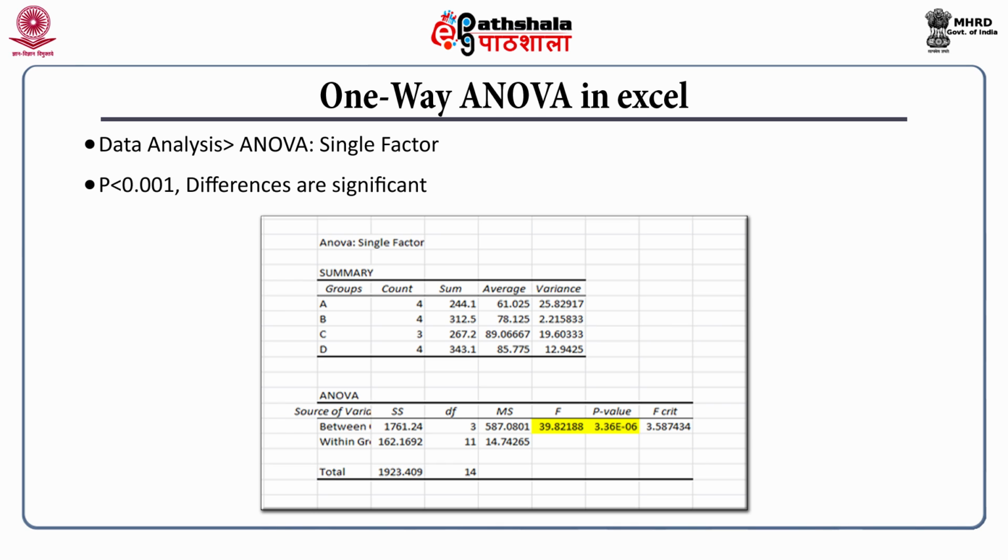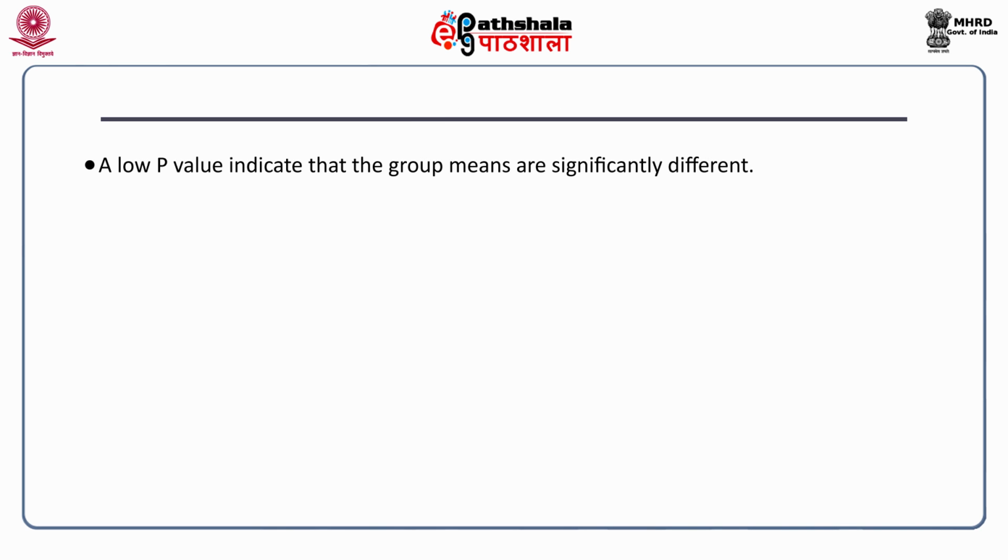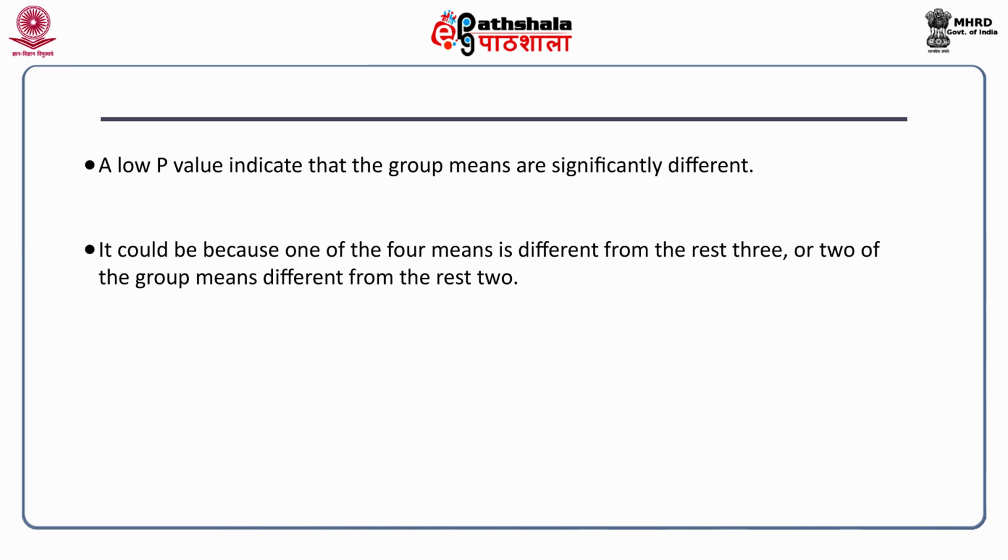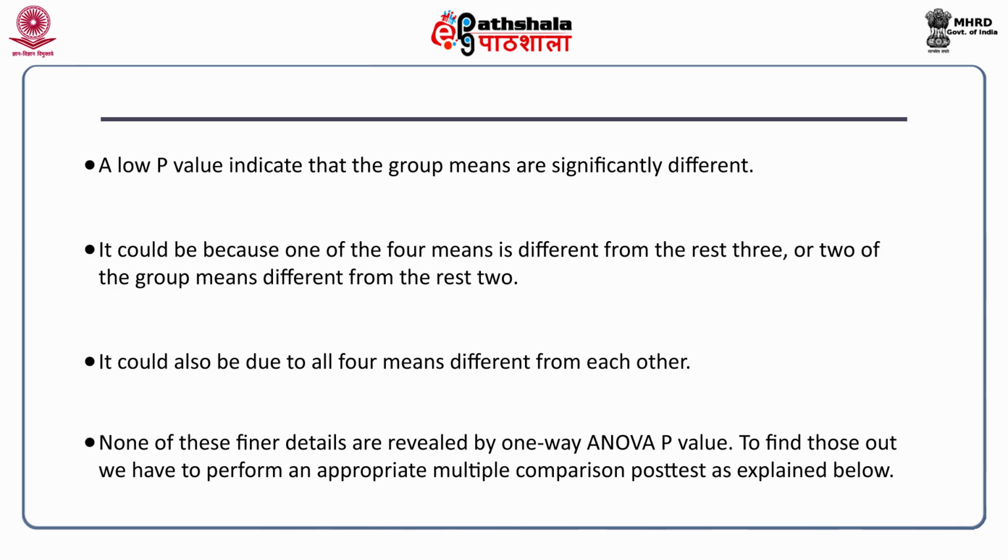So the p value obtained is of course less than 0.001. So the differences are significant for this particular data set. Remember that a low p value indicates that the group means are significantly different. It could be because one of the 4 means is different from the rest 3, or 2 of the group means are different from the rest 2. It could also be due to the fact that all 4 means are different from each other. None of these finer details are revealed by the one-way ANOVA p value.